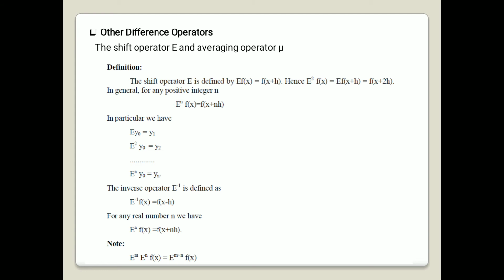For any real number n, we have E raised to n f of x is equal to f of x plus nh. And when we write E raised to minus n f of x, it gives the value of f of x minus nh. Take note here, E raised to m into E raised to n f of x is equal to E raised to m plus n f of x.